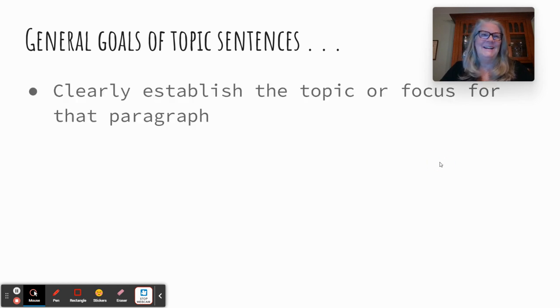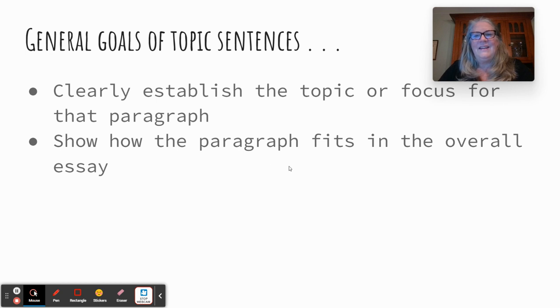I'm sorry. All right. So one of the goals of the topic sentence is to clearly identify the topic or the focus for that paragraph. Sometimes I compare them to if you've ever moved house and you have those moving boxes and you label them, bathroom, kitchen, bedroom. You want to make sure that only bedroom stuff goes in the bedroom box and only kitchen stuff goes in the kitchen box, right? So that's what the topic sentences are going to do for you. They're going to tell you what information goes in that paragraph and what information doesn't. They're also going to show how the paragraph fits in the overall essay.